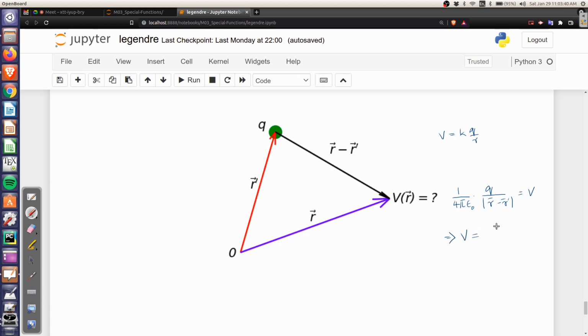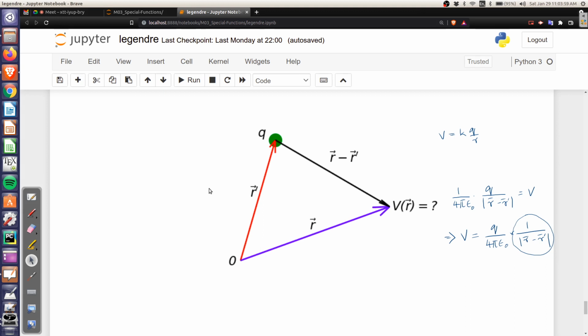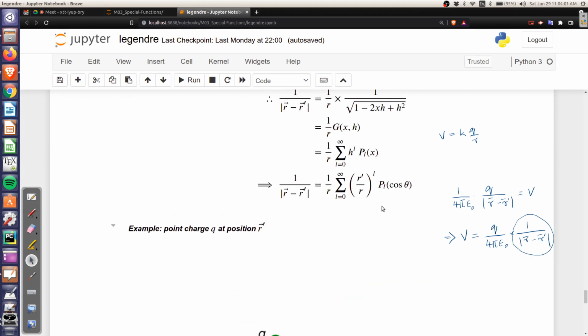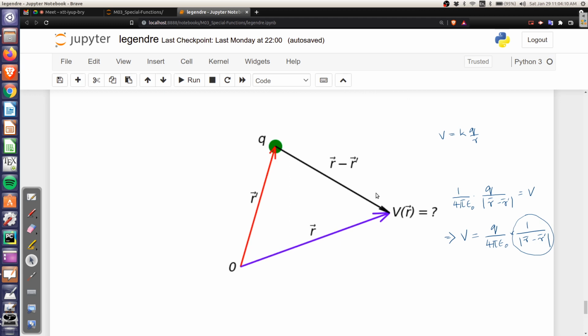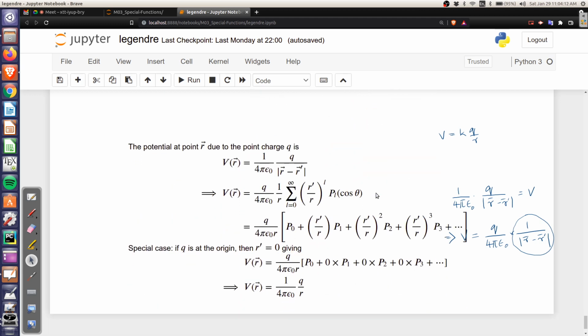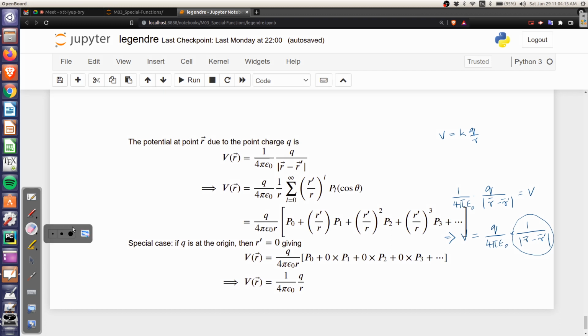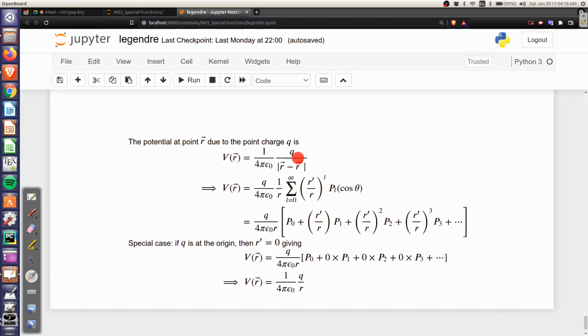Yes, sir. Okay, so here we have Q divided by 4 pi epsilon naught times 1 by modulus of R minus R prime. Okay, so this is what we have. Now recognize this, we have already evaluated this, right? 1 by modulus r minus r prime we have already evaluated. This is nothing but 1 by r times the summation of r prime by r to the power l into Legendre polynomials. We already know the answer. So you just have to plug in that one, and that will give you the potential that we are looking for. Okay, so this is the potential due to a point charge.